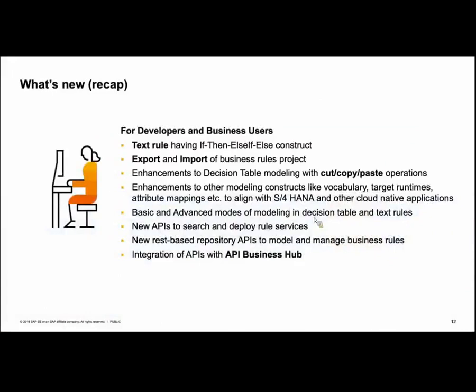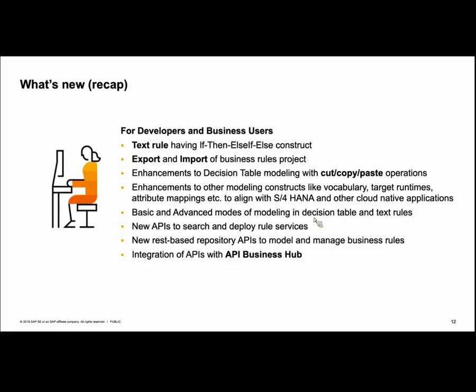Before I begin, let's do a quick recap of what we delivered in the first half of the year. So in the first half of the year, you saw that we delivered text rules. So we already had a decision table rules in the first iteration, and in the second iteration, we released another type of rules construct, which is a text rule. Then we had export and import features for the rules project, so that in case you want to transport your rules from one system to another, you can make use of these features.